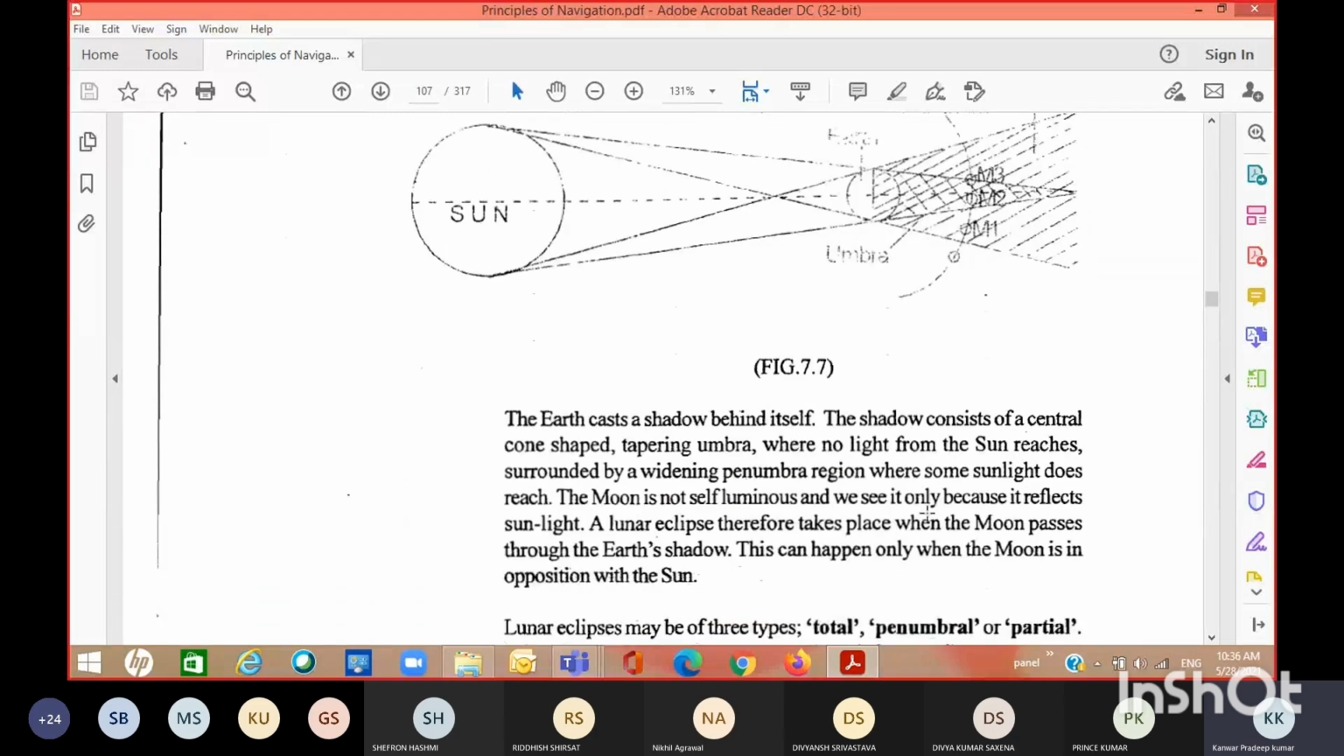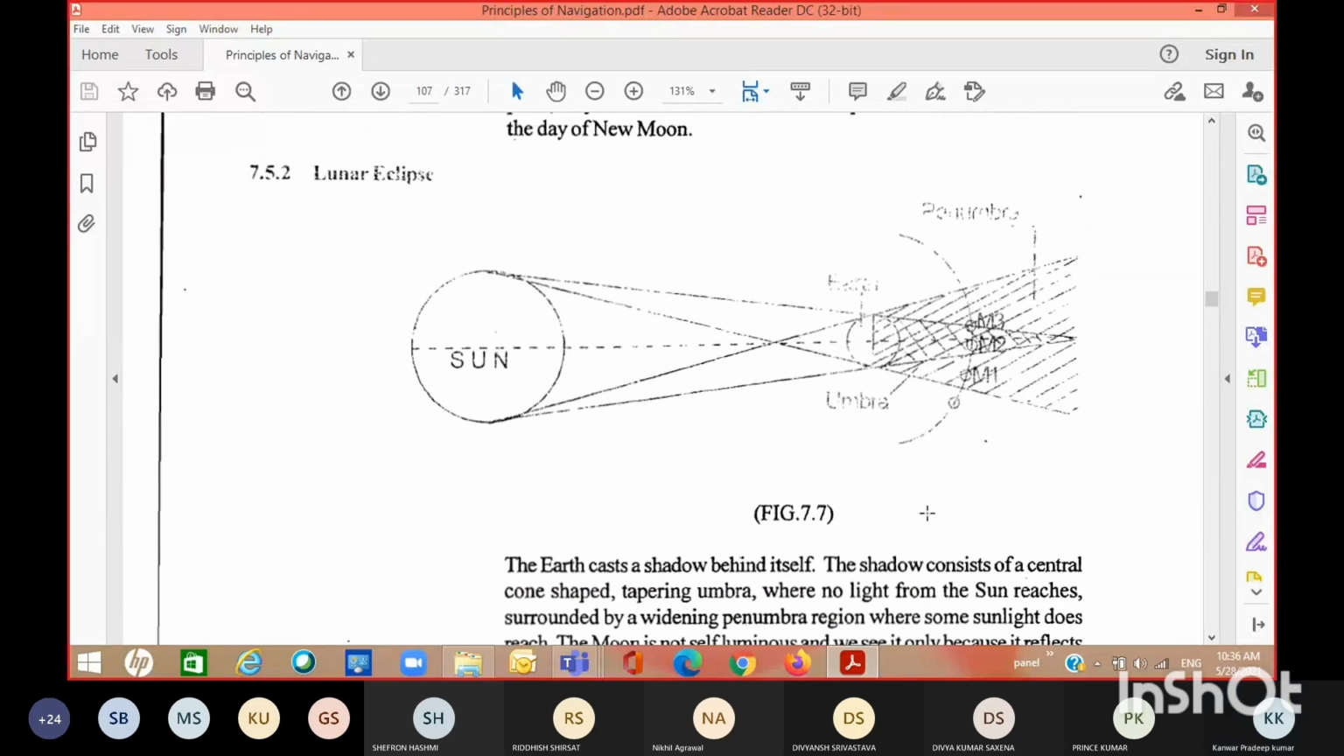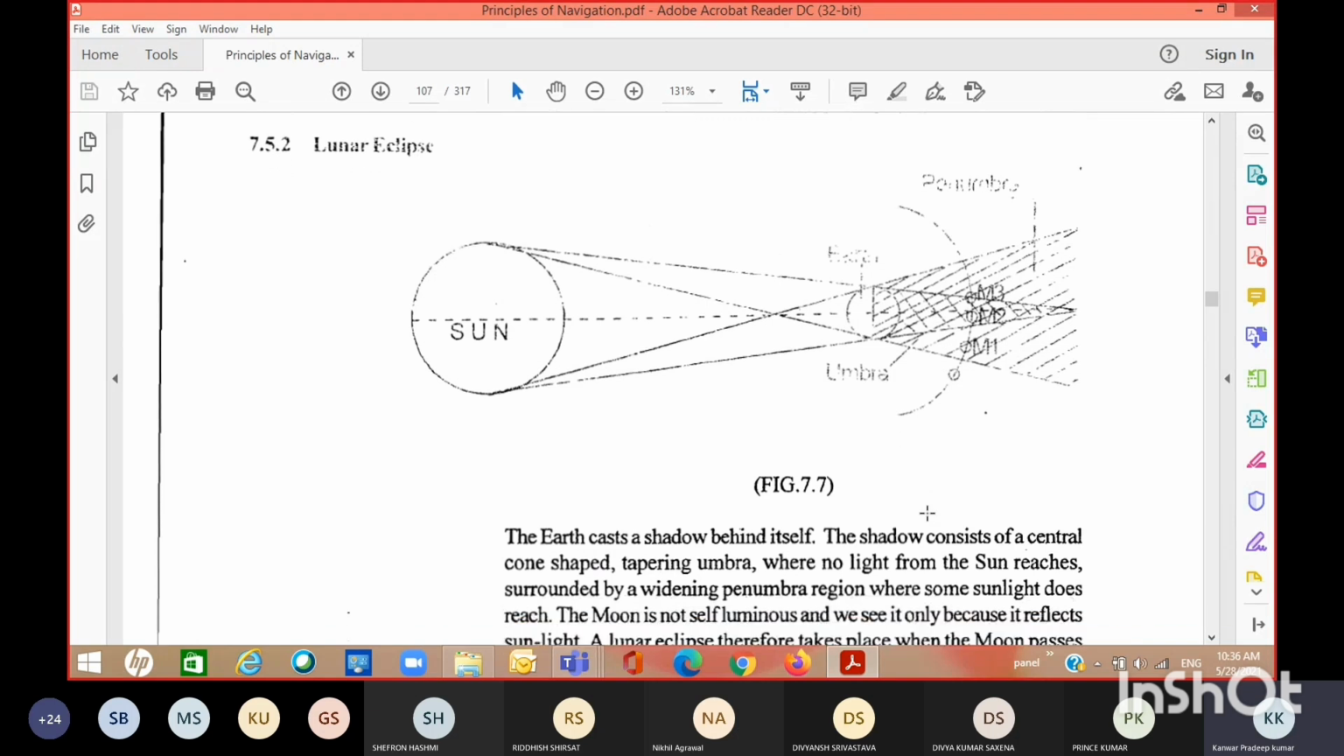Lunar eclipse. This is what happened day before yesterday, and it happened on a full moon. So we will see the difference between a lunar eclipse and a solar eclipse also. See, a solar eclipse you will see only in the daytime, when the sun is visible. And the lunar eclipse you will see in the night time when the moon is visible.